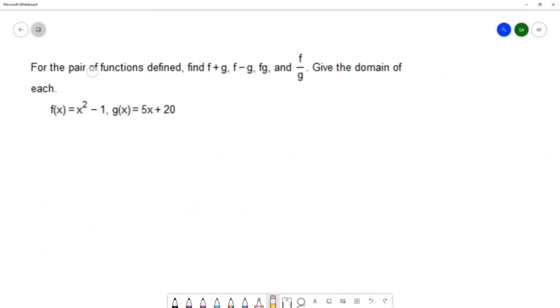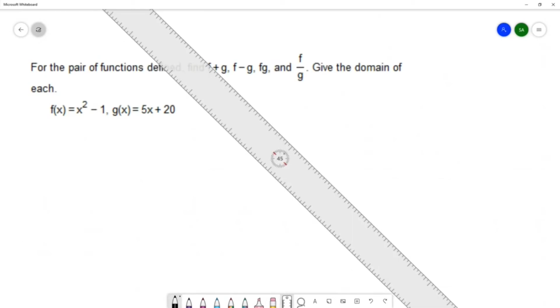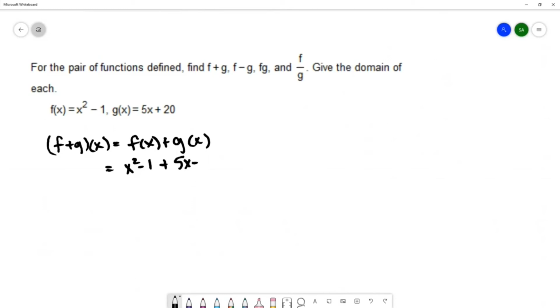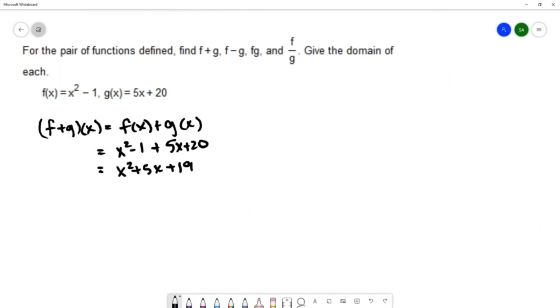We have for the pair of functions defined, find f plus g, f minus g, f times g, and f over g. Give the domain of each. So we're given our f of x to be x squared minus 1, and our g of x to be 5x plus 20. So we are going to find f plus g of x. That's f of x plus g of x. That's x squared minus 1 plus 5x plus 20. And we're just going to combine like terms to get x squared plus 5x plus 19. And we've just found our function f plus g.